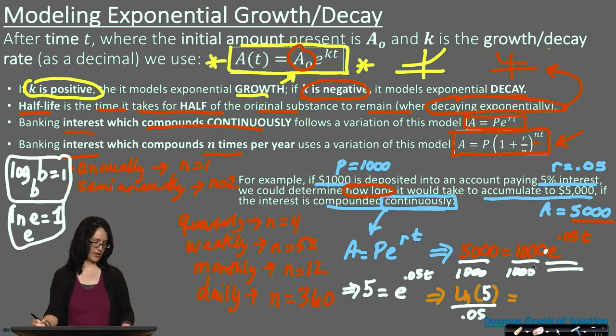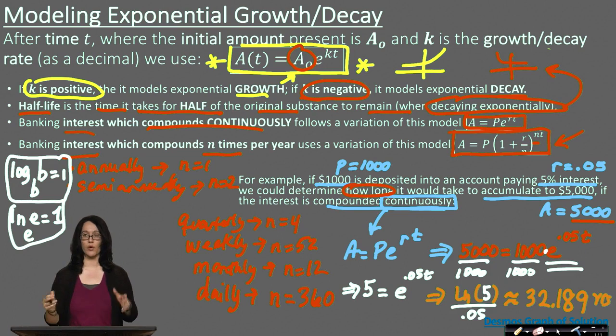Did you get, as your answer in your calculator, roughly 32.189? If you did, that's the number of years, roughly, that you would need to let your $1,000 refund check sit in the bank account at 5% interest compounded continuously, which is very difficult to get. So assuming you have that nice interest rate and it's constantly recalculating interest, it would still take you 32 years at least in order for that money to become not $1,000, not $2,000, but $5,000.